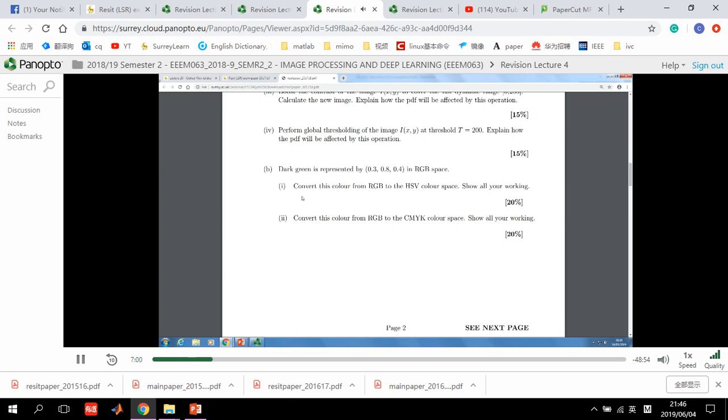S is saturation. What is that equal to? Well, it's 1 minus the amount of white in the image, which in turn is the minimum of the R, G and B. Okay, which is 0.3 in this case, so the saturation is 0.7. Yeah? And what about the hue?